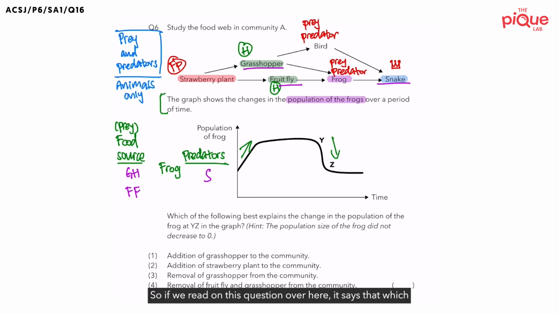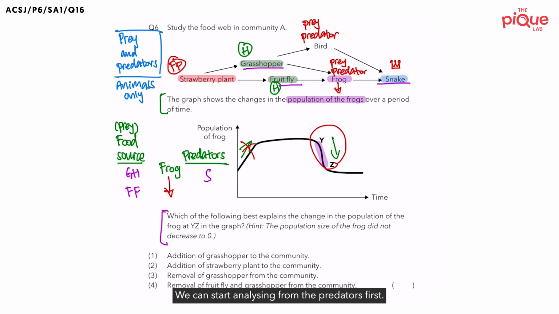So if we read on in this question, it says, which of the following best explains the change in population of the frogs at YZ in the graph? Which means that the question did not require us to focus on why the population of the frogs increases, but instead to focus on what would cause the population of the frogs to decrease as shown in YZ. So let us transfer the decrease in the frogs' population to the workings that we have drawn, and also the food web. So what would cause the frogs' population to decrease?